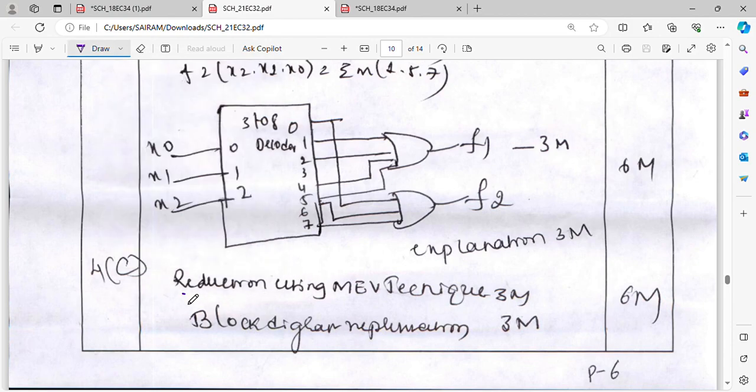This is reduction using the MEV technique, and you are going to write the block diagram representation.